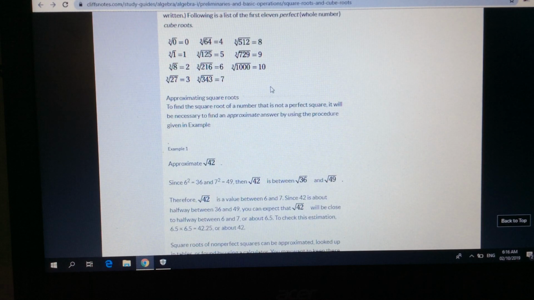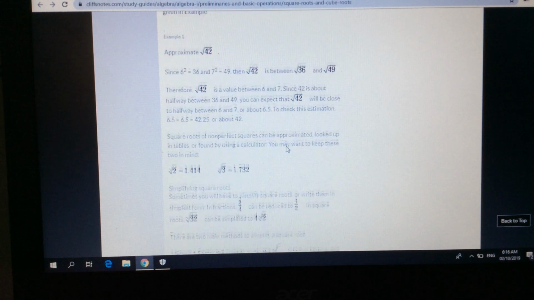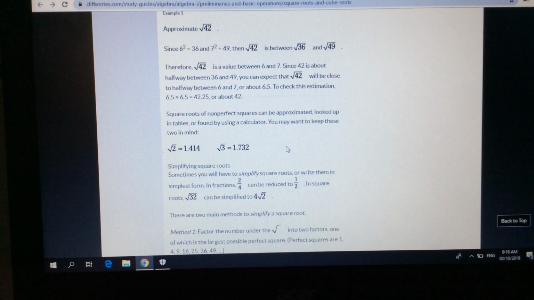Okay, next. Approximating square roots. To find the square root of a number that is not a perfect square, it will be necessary to find an approximate answer by using the procedure given in the sample. So here are some examples.